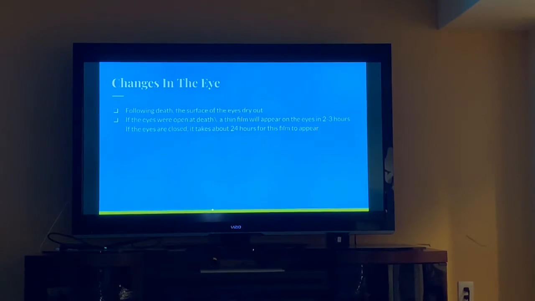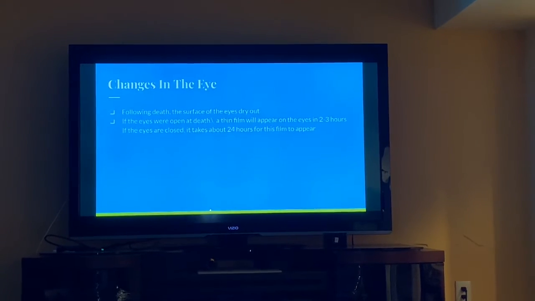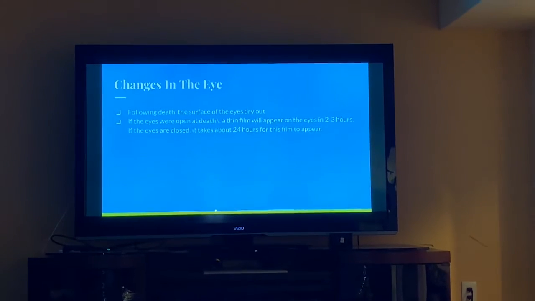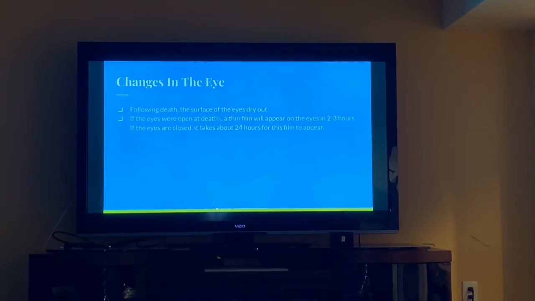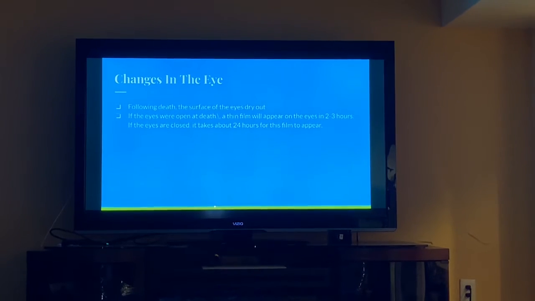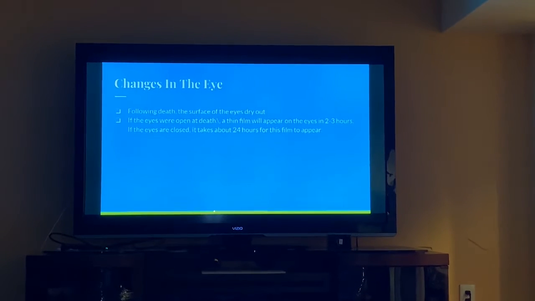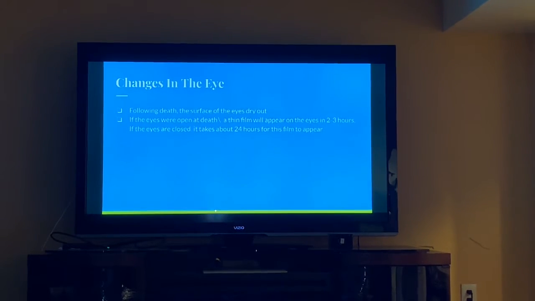Changes in the eye. Following death, the surface of the eyes dry out. If the eyes are open at death, a thin film will appear on the eyes in 2 to 3 hours. If the eyes are closed, it takes about 24 hours for this film to appear.